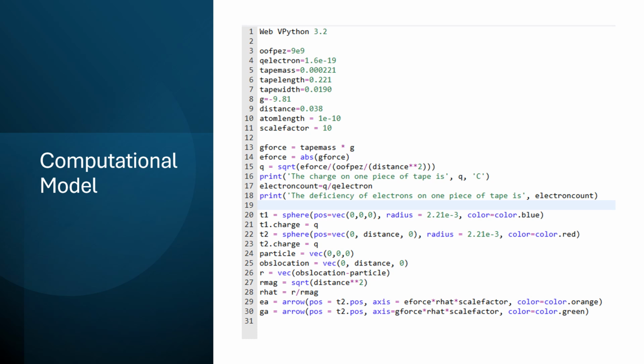And here is my code for this lab. At the top, I listed all of my initial conditions, such as the constant in Coulomb's equation, and then the charge of the electrons in the tape. And then again, the mass of the tape, length, width, and gravitational constant. Then in the second part, I calculated the gravitational force using the equation I showed earlier, and then I solved the Coulomb's force equation, rearranged that to solve for Q, and then printed that out and made the model.